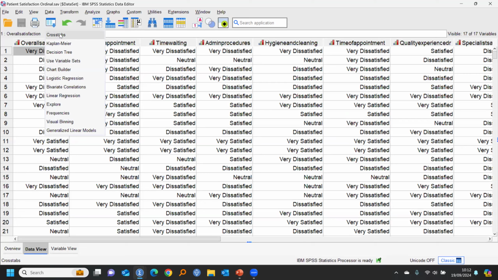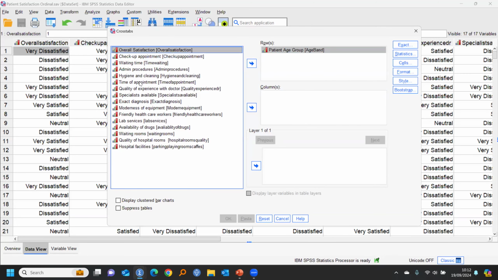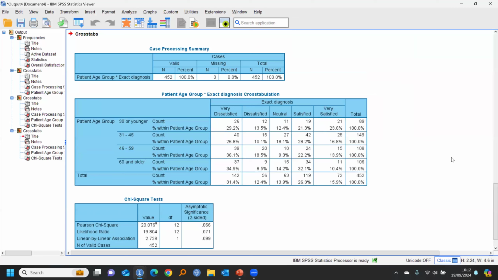We could say, okay, that's overall satisfaction. What about, let's see, satisfaction of exact diagnosis. Is there a relationship there? Well, as you can see here, people aged 30 or younger, 29% very dissatisfied, 60 and over 34.9% very dissatisfied. So it's kind of a 5%, 6% difference here.